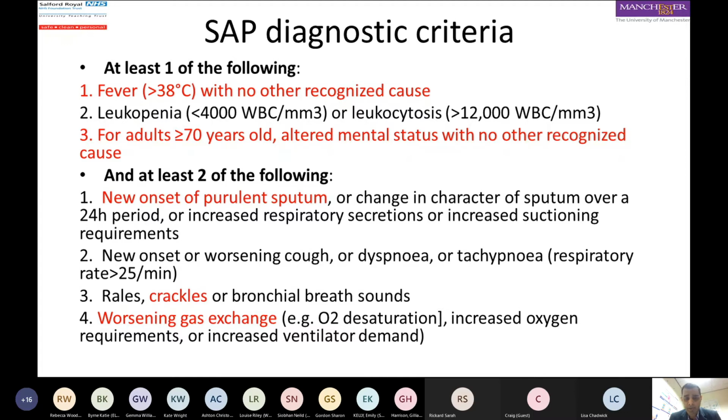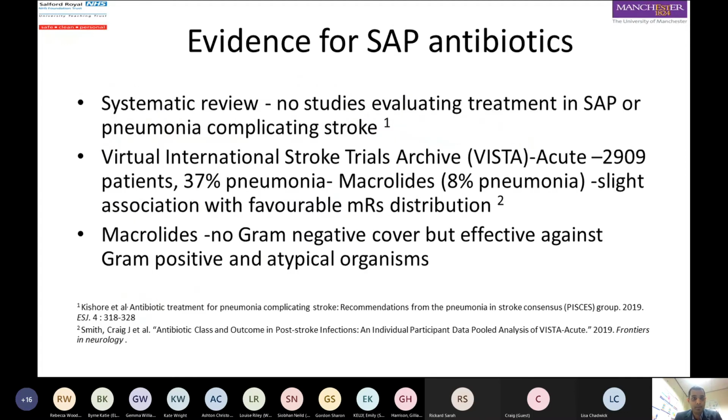So there seems to be beyond doubt that this patient has an infection in the lungs. The next step is to look at what antibiotics we would be using here. The first thing we did was to look to see if there are any definitive studies out there, randomized studies or any studies which looked at treatment, evaluating using antibiotics, evaluating the outcomes with stroke-associated pneumonia, and we couldn't find any out there. Craig then looked at the Virtual International Stroke Trials Archive.